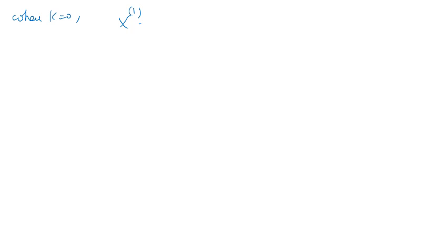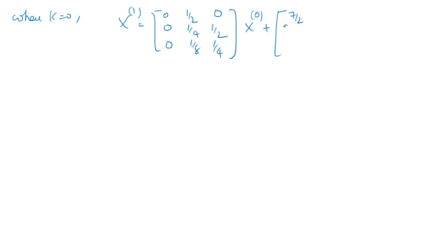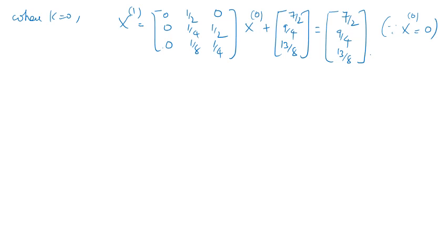Now let us see what happens when k equals 0. When k equals 0, x1 is equal to what? This matrix 0 1/2 0, 0 1/4 1/2, 0 1/8 1/4 times x0, plus the C matrix, 7/2, 9/4, 13/8. And x0 is given as 0. Therefore, what is x1? 7/2, 9/4, 13/8. This is x1. Since x0 is given as 0, we get x1 equal to 3.5, 2.25, 1.625.